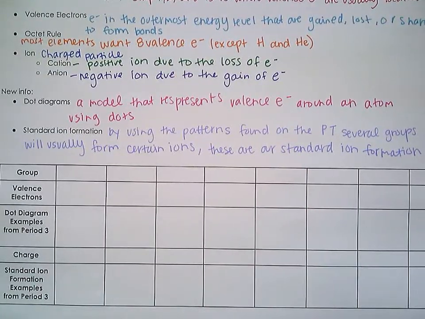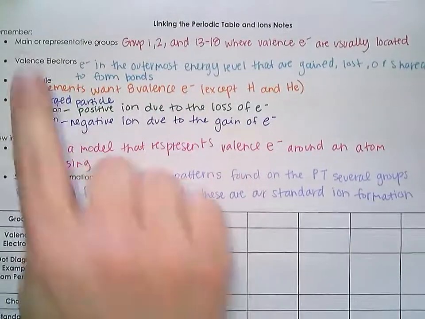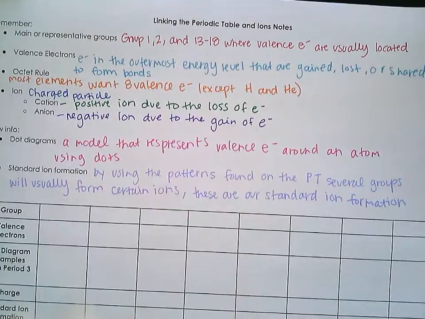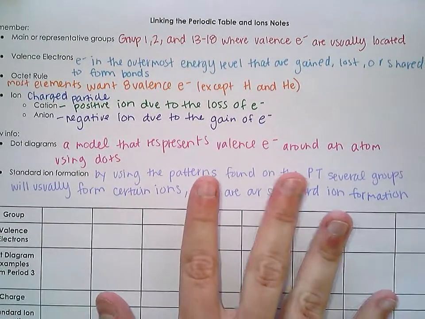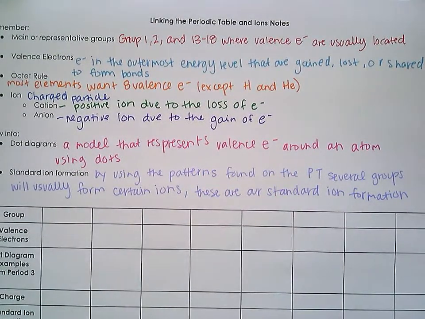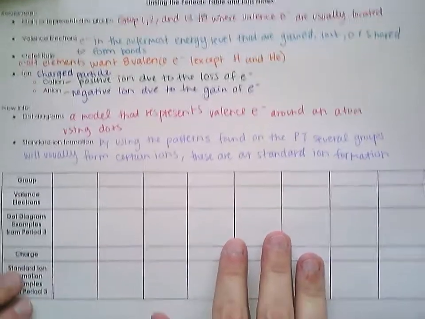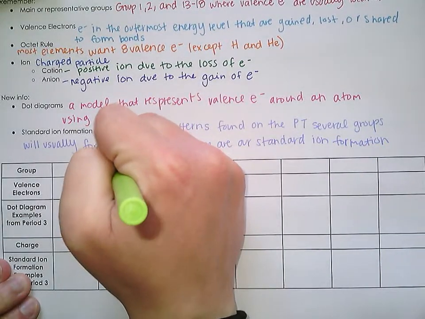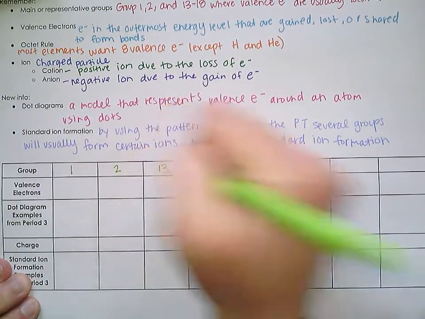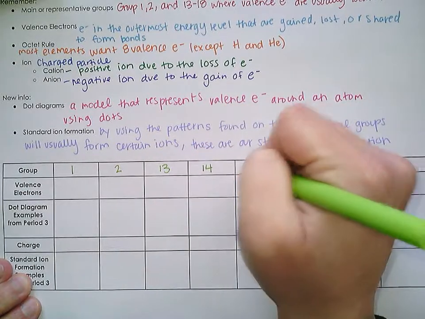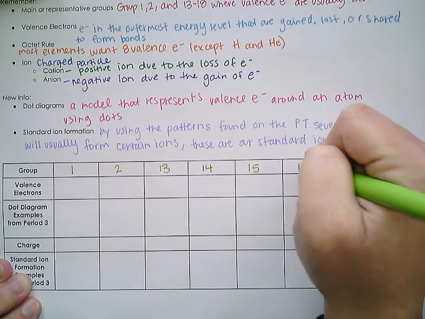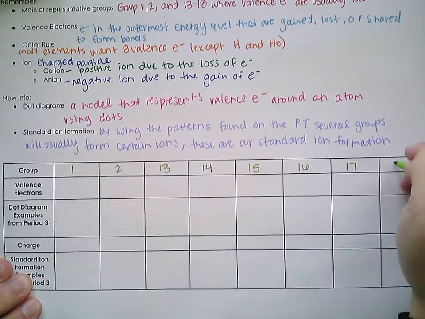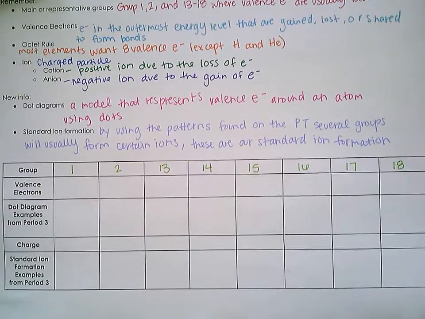So the first thing that it wants to know is our groups. Now, we're focusing on our main or representative groups. So when we fill these in, we are going to skip those transition metals. So let's go ahead and fill this first part in. There we go. So I'm going to do group 1, 2, 13, 14, 15, 16, 17, and 18.